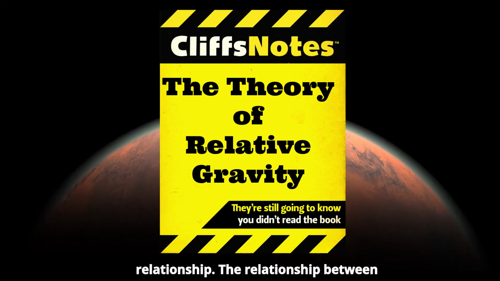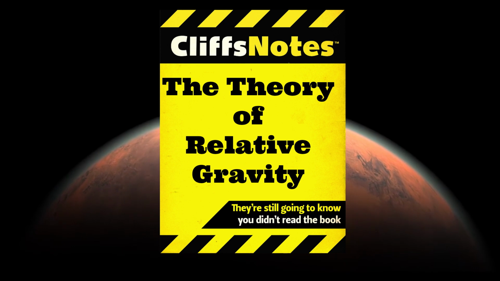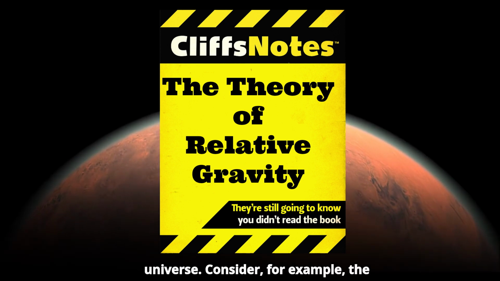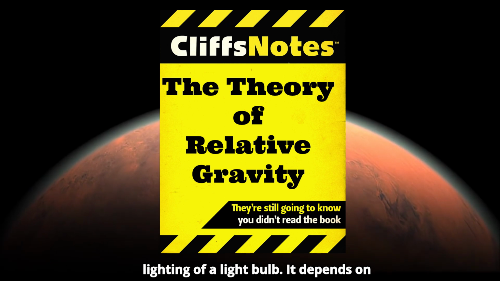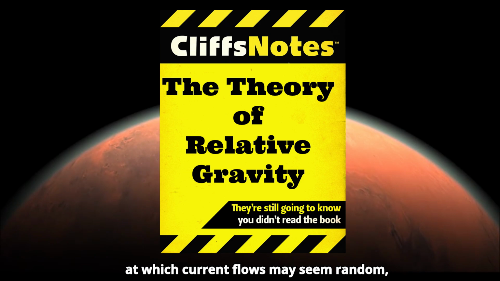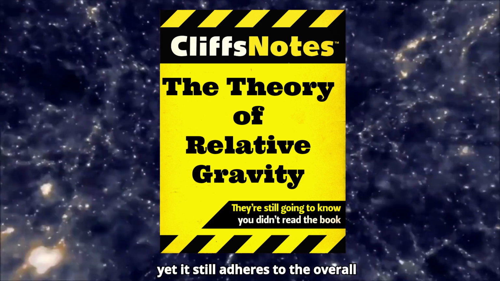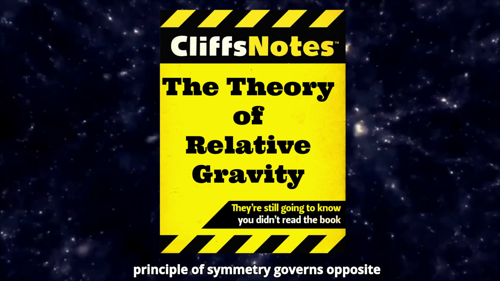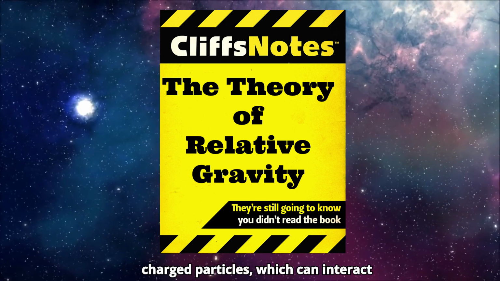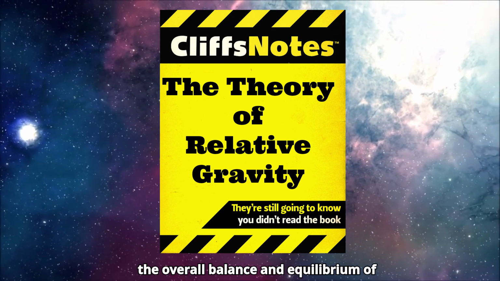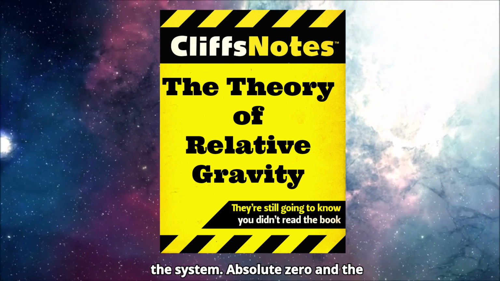The relationship between symmetry and randomness in this theory allows for a flexible and adaptable universe. Consider, for example, the lighting of a light bulb. It depends on the flow of current, but the exact moment at which current flows may seem random. Yet it still adheres to the overall symmetry of electrical currents. The same principle of symmetry governs opposite-charged particles, which can interact with one another in ways that maintain the overall balance and equilibrium of the system.